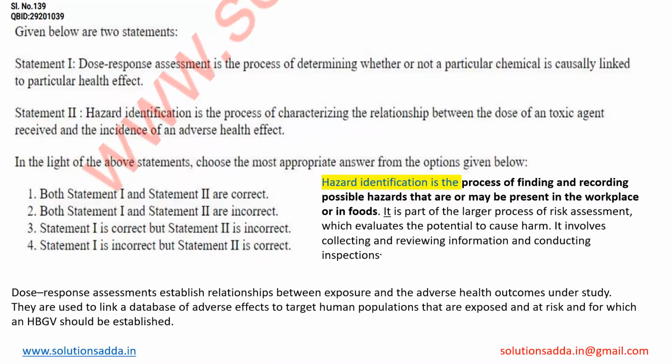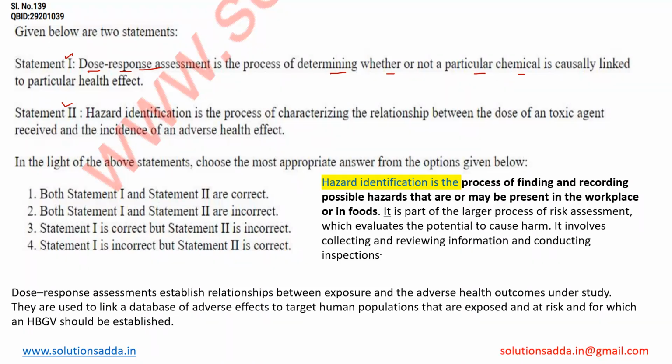Hello everyone, this is question number 39, in which two statements have been given, statement 1 and statement 2. We need to find out whether these statements are true or not. Statement 1 is true and 2 is false, or vice versa. Statement 1 says dose response assessment is a process of determining whether or not a particular chemical is causally linked to a particular health effect. This question is memory based.